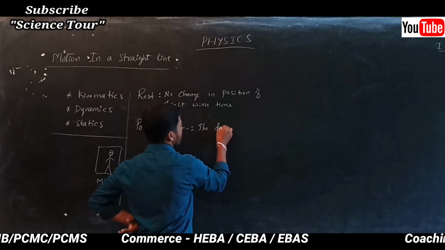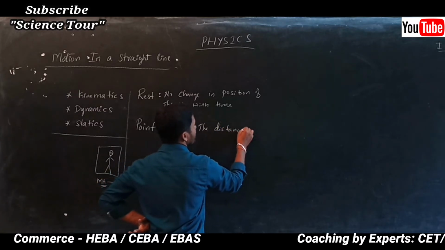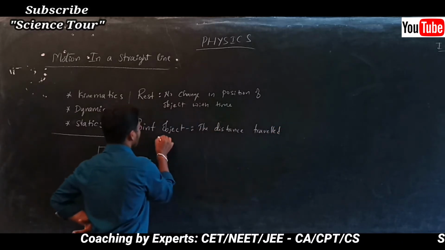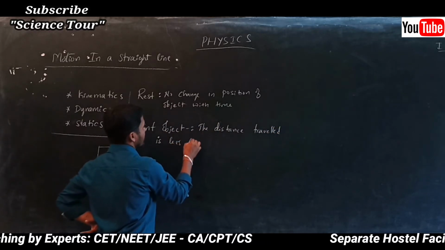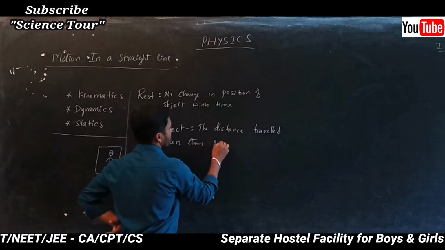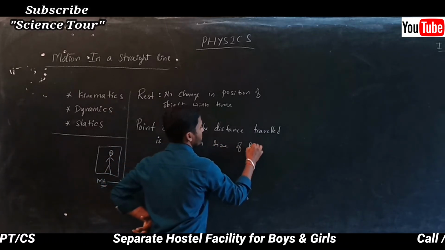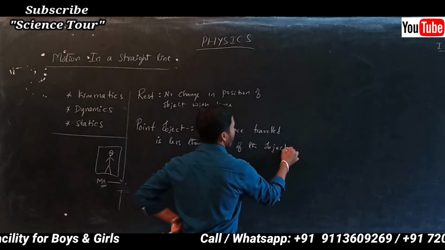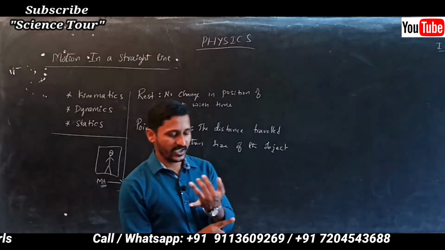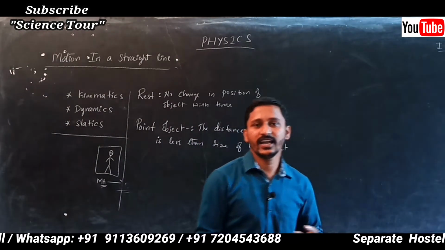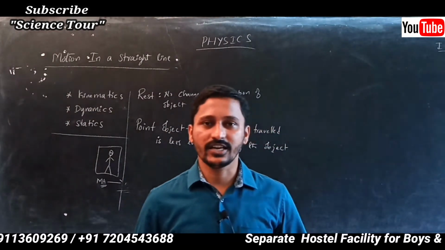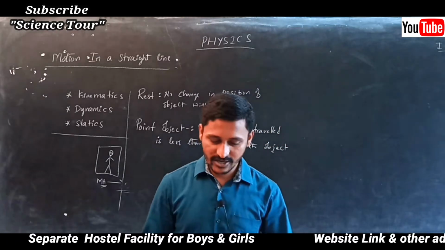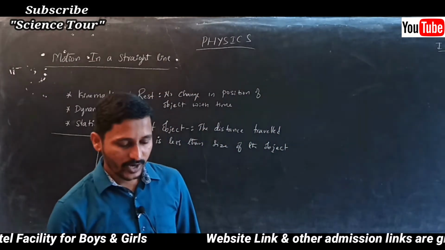The distance travelled is greater than the size of the object. That's why in physics all the bodies, it may be a car, a train, a truck, whatever it may be, we are going to consider as a point object. Okay, we are going to consider it as a point object.